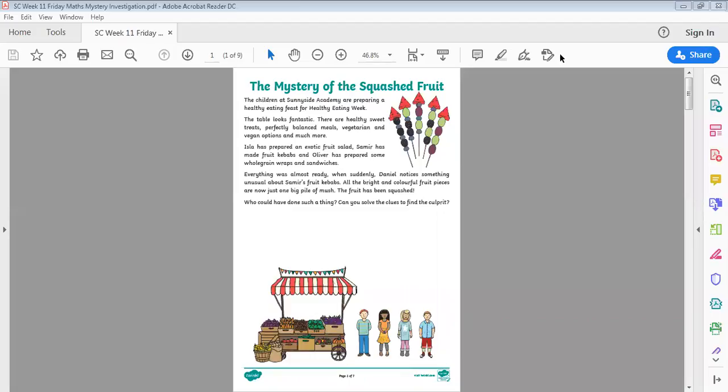I'm going to talk you through your new maths investigation for this week. This time it's called The Mystery of the Squashed Fruit.